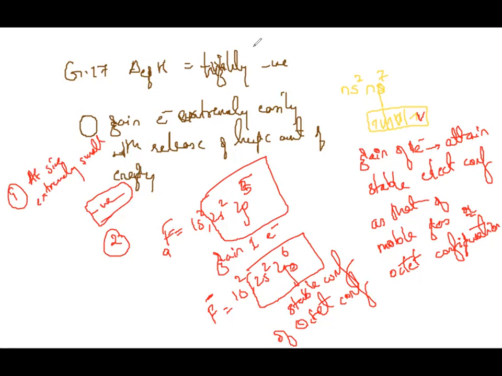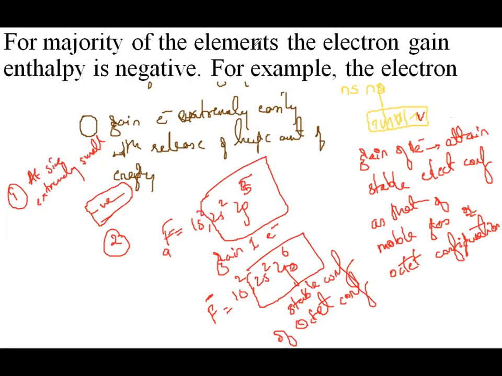For example, the electron gain enthalpy for halogens is highly negative because they can acquire the nearest noble gas configuration by accepting an extra electron. In contrast, noble gases have large positive electron gain enthalpies. Why? Because what is the configuration of noble gases? Suppose you take neon, atomic number 10, it is 1s2, 2s2, 2p6. Therefore, in general, noble gases have configuration ns2 np6.